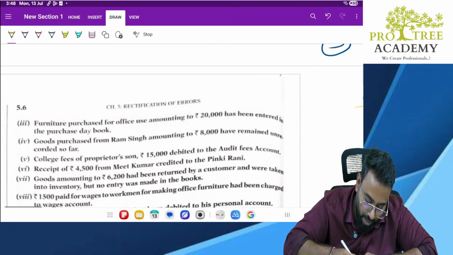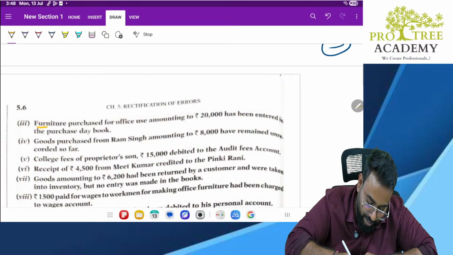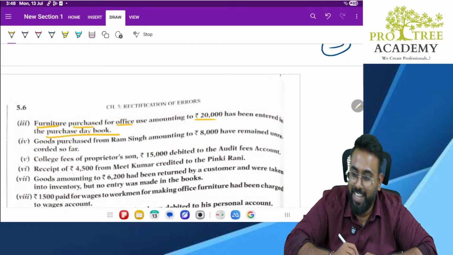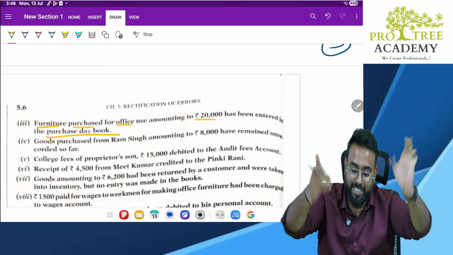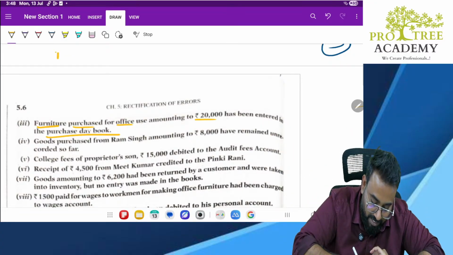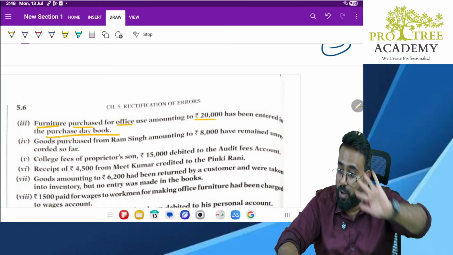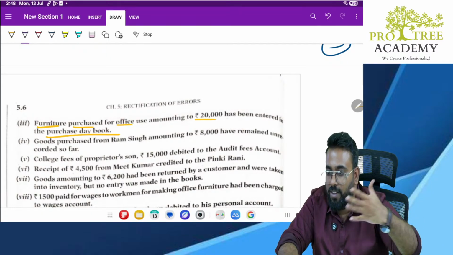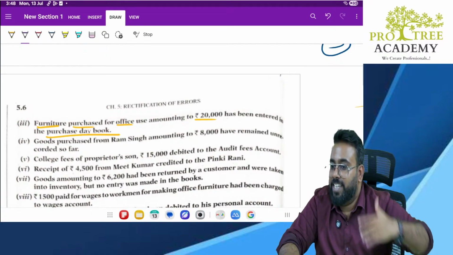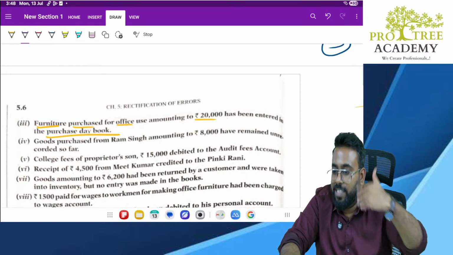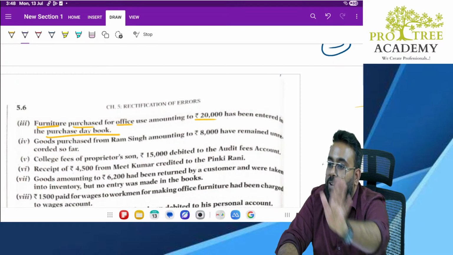Next, your favorite furniture purchased for office use amounting to 20,000 has been entered in purchase day book. So what is the entry? First, now let's try to do it without recording all the entries. We'll only orally try to communicate. What is the entry you should have done? Furniture account debit to bank account. What is the entry we have recorded? Purchase account debit to bank account.